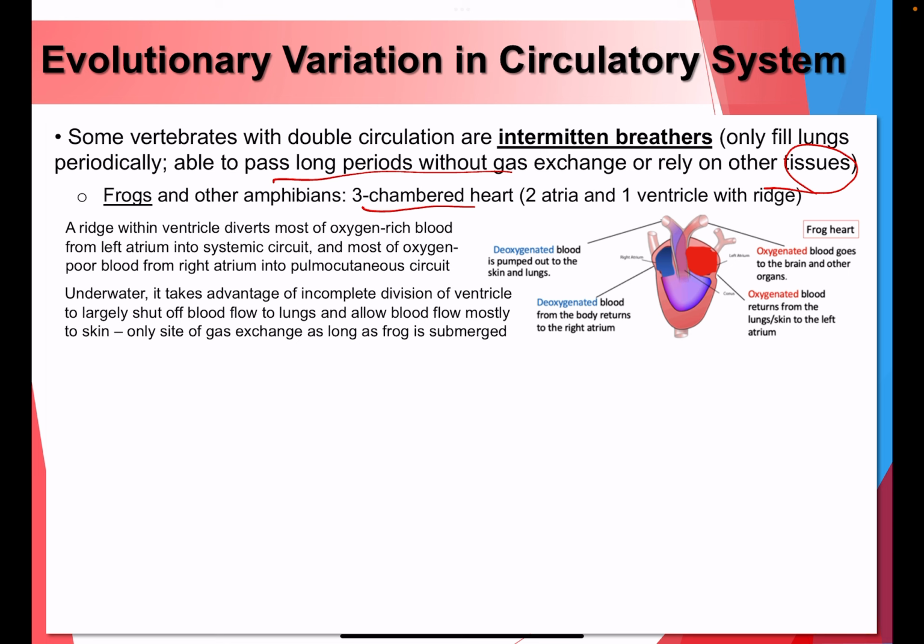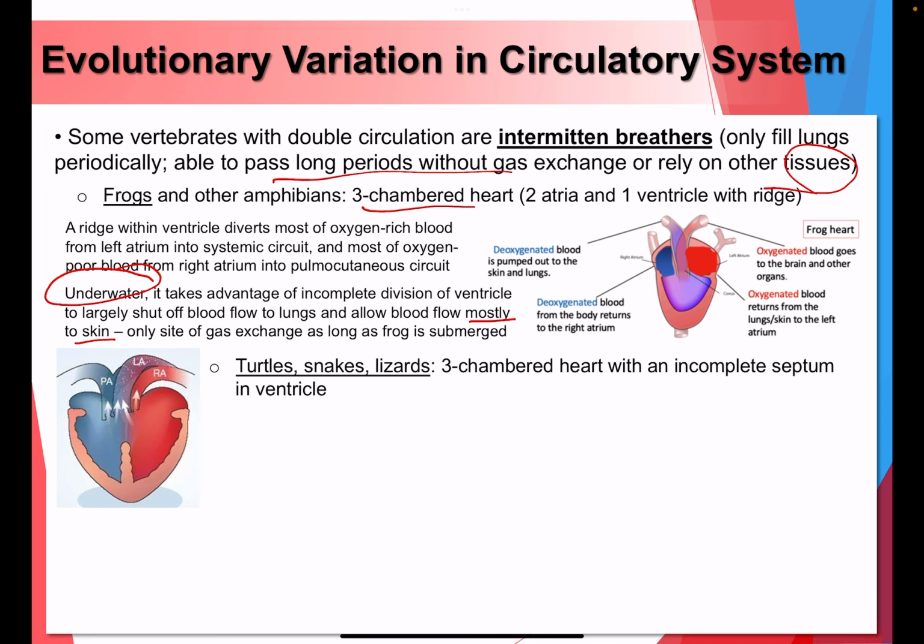Once the frog is underwater, however, it takes advantage of this incomplete division of the ventricle, where the ventricle is just one big cavity, and it will shut off the circuit towards the lungs and allow blood to flow mostly to the skin when underwater. So when the frog is submerged, the only site of gas exchange is the skin, which is able to exchange oxygen and carbon dioxide within the water itself, because of this incomplete division of the ventricle.